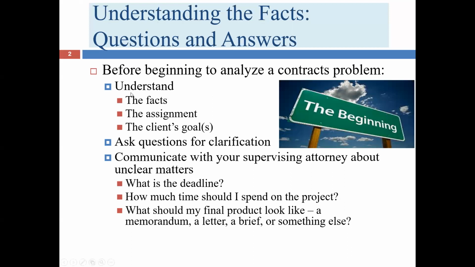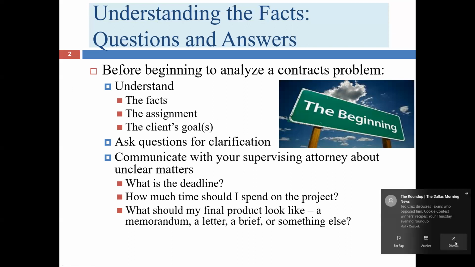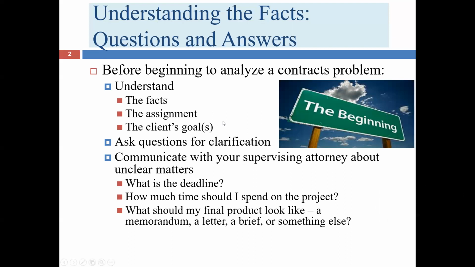The facts that you get may well be out of order. They may be missing important facts. There may be facts that are included that you don't need at all. Facts may be missing because the attorney just forgot to share them. It could be that the attorney doesn't know those facts, or it could be that the attorney doesn't realize those facts are important for this analysis. So there can be lots of reasons why facts are missing.